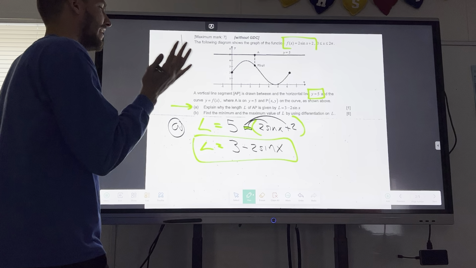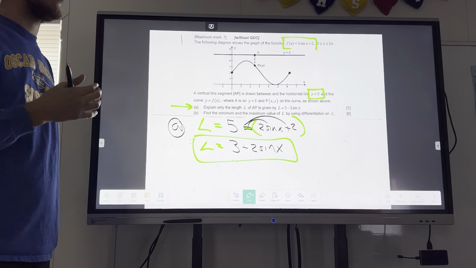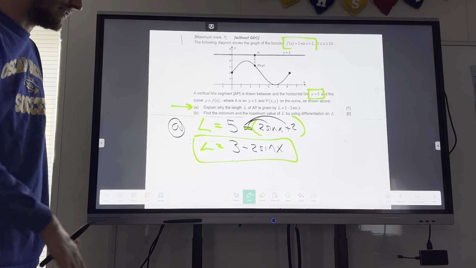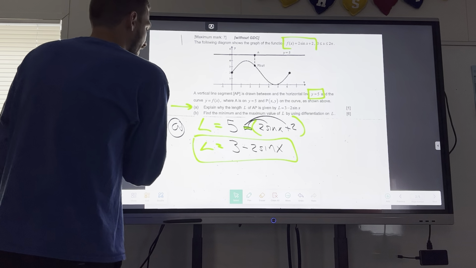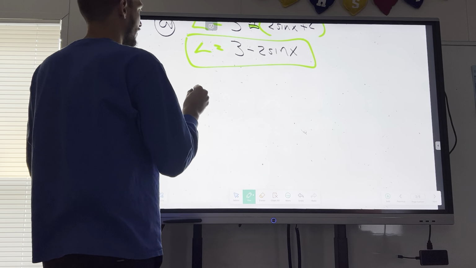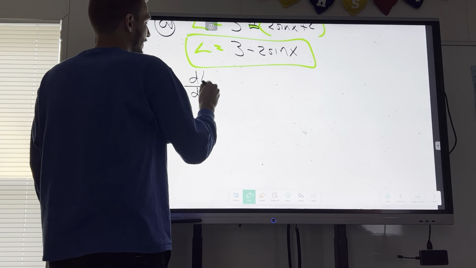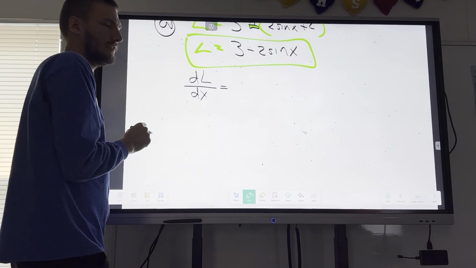Part B says find the minimum and maximum value of L by using the differentiation of L. Again, they're basically walking you through this process. The same steps we said before. We found the formula, time to take its derivative and set it equal to 0. So, what is the derivative of L with respect to x? Should be pretty easy. You guys tell me.